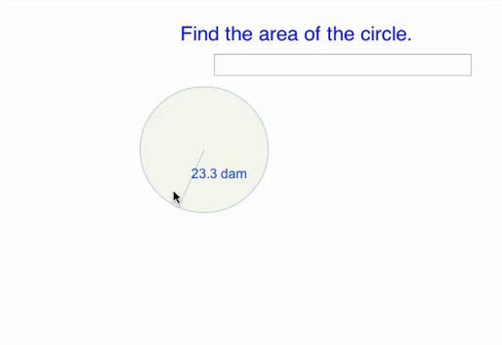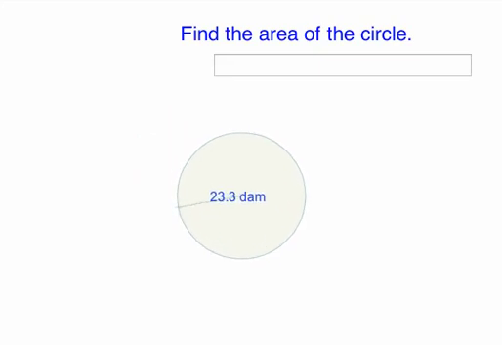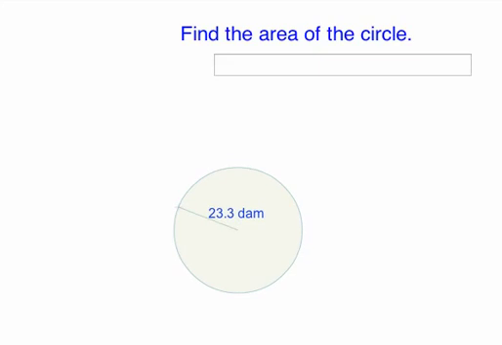Find the area of the circle. All right, here we have a circle, and we're given the radius as 23.3 decameters. And by the way, you can rotate these images. You can rotate them, make them bigger, make them smaller. So I'm just going to turn it like that, just for fun. Anyways, find the area of the circle.